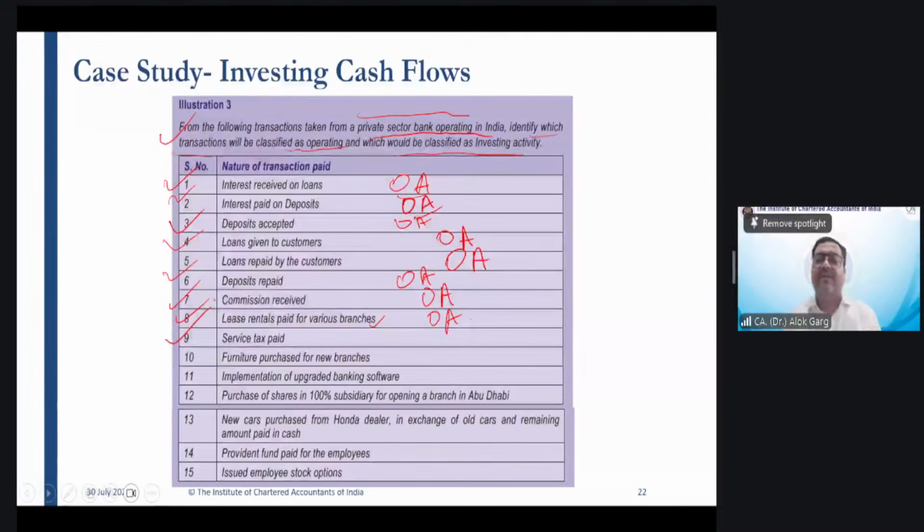Service tax paid. Is it an operating activity or some other activity? Service tax paid, GST paid, it is operating for everyone. Operating activity.